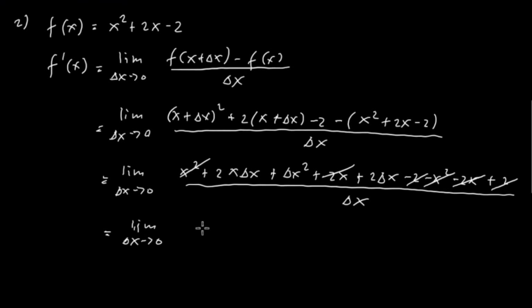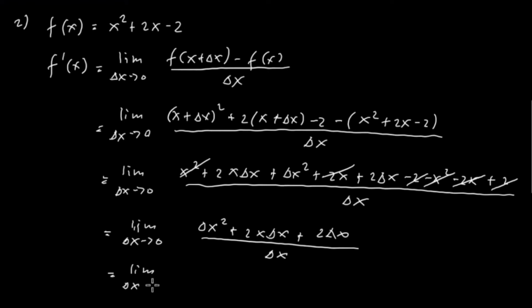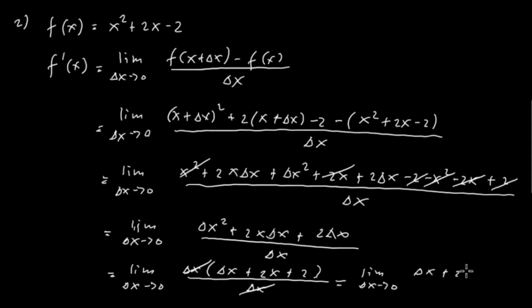So we arrange: delta x squared plus 2x delta x plus 2 delta x, we divide by delta x. The limit of delta x approaches 0. Extract all similar terms, which is delta x, and delta x times (delta x plus 2x plus 2), and we divide by delta x, and delta x cancel out. The remaining is the limit of delta x approaches 0 of delta x plus 2x plus 2.